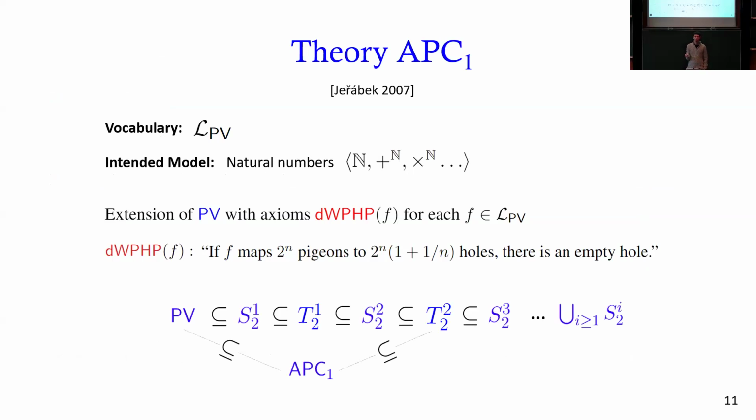And now we add a collection of axioms for the dual weak pigeonhole principle. So what do I mean by dual weak pigeonhole principle? For every function symbol in the theory, we add an expression saying, when I view this function symbol as a map from 2 to the n pigeons to a slightly larger number of pigeons, then there's an empty hole. For every function symbol in the theory, I add this axiom, and this becomes APC1. So it's an extension of PV, where we also have the dual weak pigeonhole principle for all polynomial time functions.